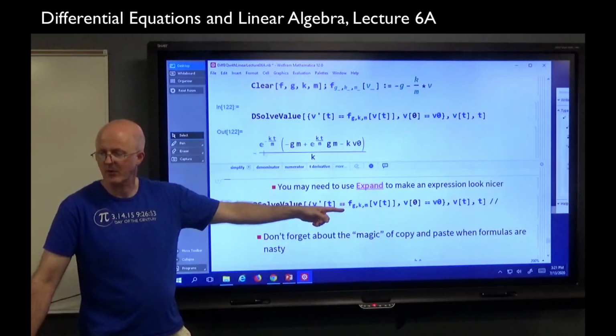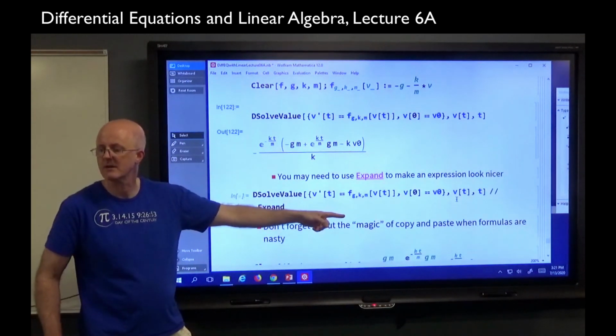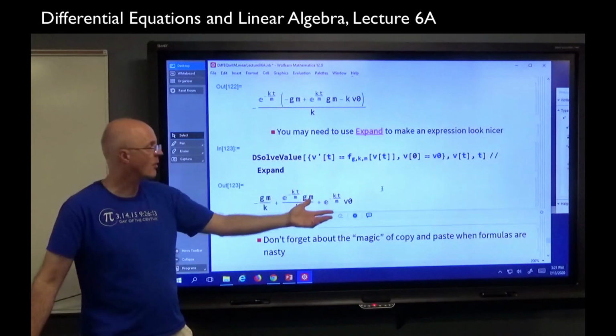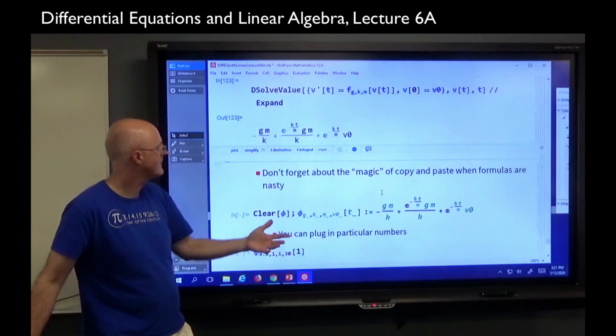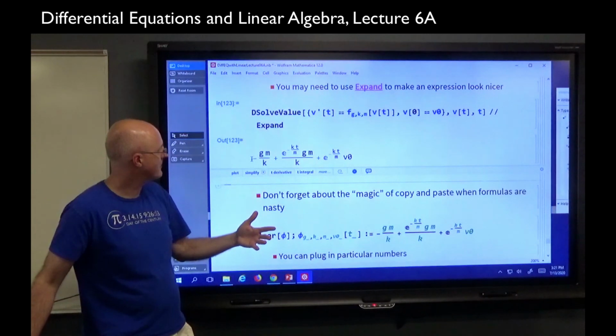Kind of a weird-looking formula. You might want to multiply this through. That can be done with expand, which I've done as a postfix operator here. Expand it out in a sort of more ordinary way. That's kind of a complicated-looking formula.